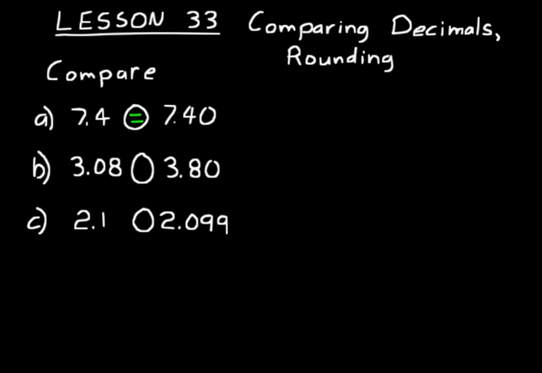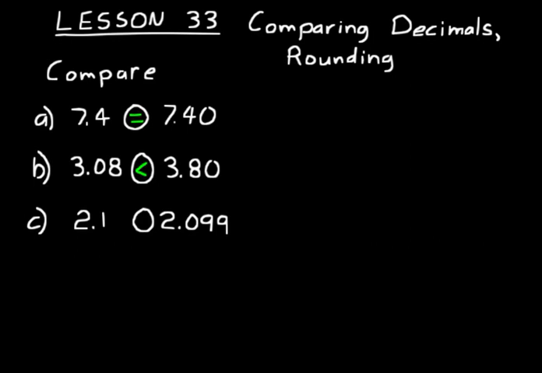Now look at B. 3.08 would be less than 3.80, because on the left the 8 is in the hundredths place. That's 8 hundredths. That's a lot smaller than 8 tenths. On the right side, that 8 is in the tenths spot. So 3.08 is less than 3.80.